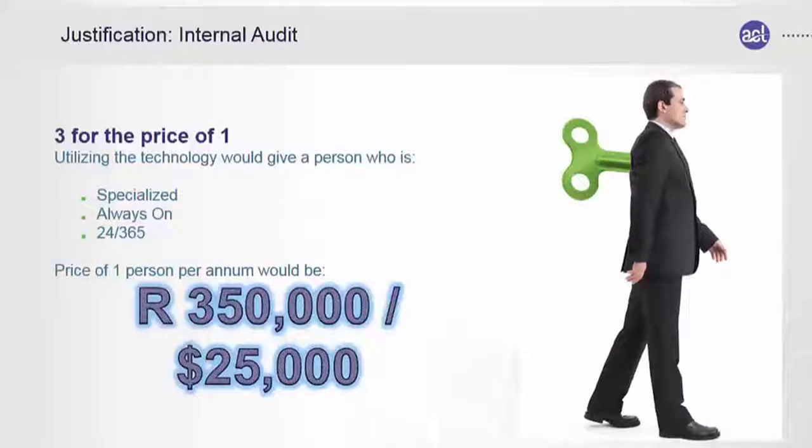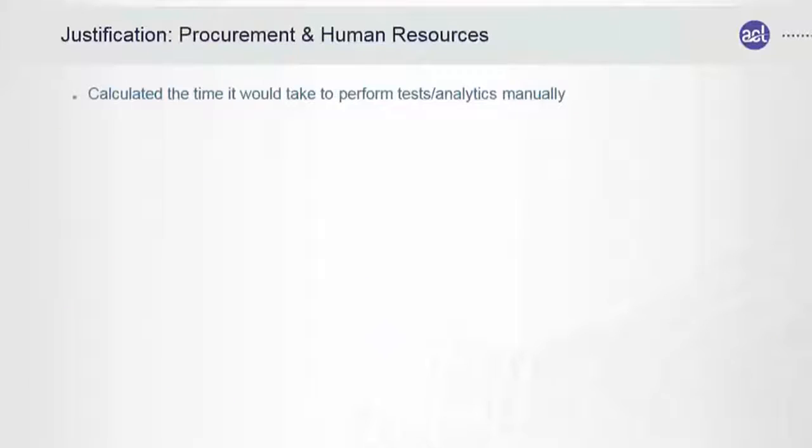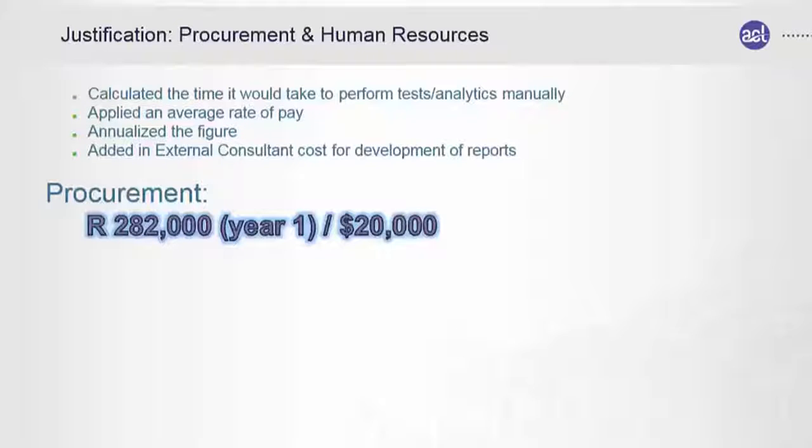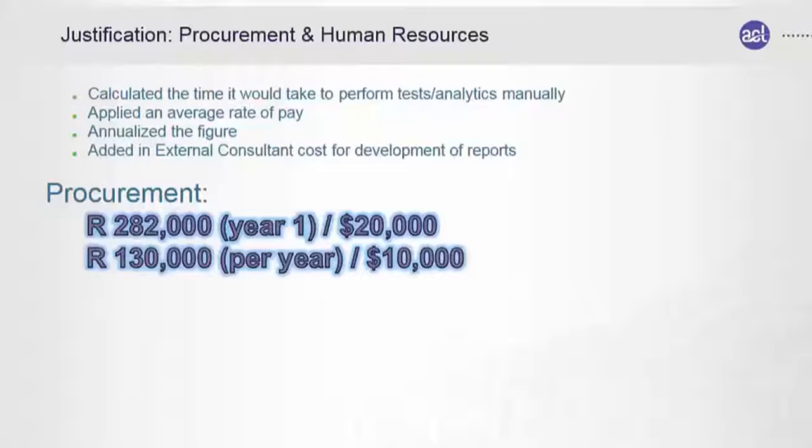Oh, great. Thanks. Yeah. In terms of procurement and human resources, we calculated the time it would take to perform the test or analytics manually. We applied an average rate of pay. We then annualized the figure. And then we added in external consulting costs for development of reports. As I said earlier, we'd have to use a third party to get specialized customized reports out of SAP. And then for procurement, we worked out about $20,000 in year one, $10,000 a year, excuse me, after that.